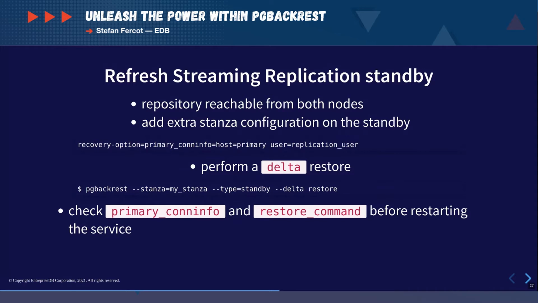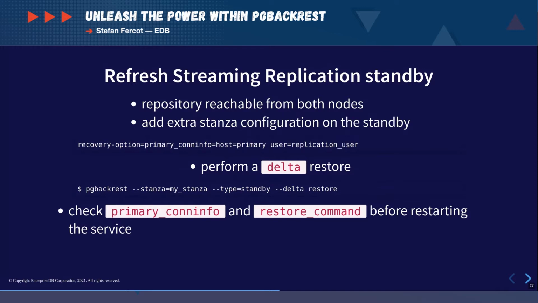To do so, your repository storage needs to be reachable from your standby server, of course. You could add an extra Stanza configuration on the standby. Its recovery option. I'd assume you know how to build the streaming replication yourself, but the most important setting is the primary_conninfo in Postgres. So you could ask pgBackRest, when you do a restore, add this primary_conninfo to my Postgres settings. And then perform a delta restore.